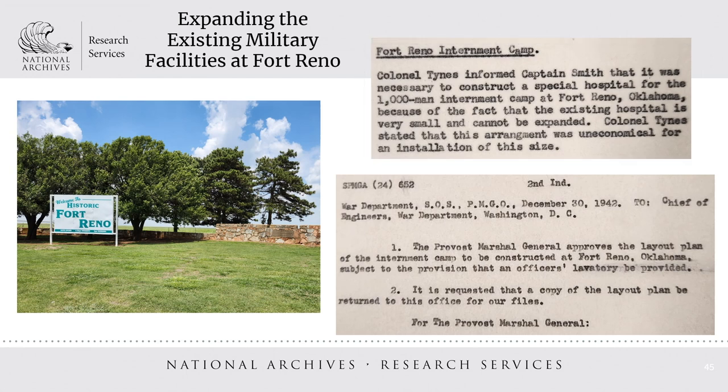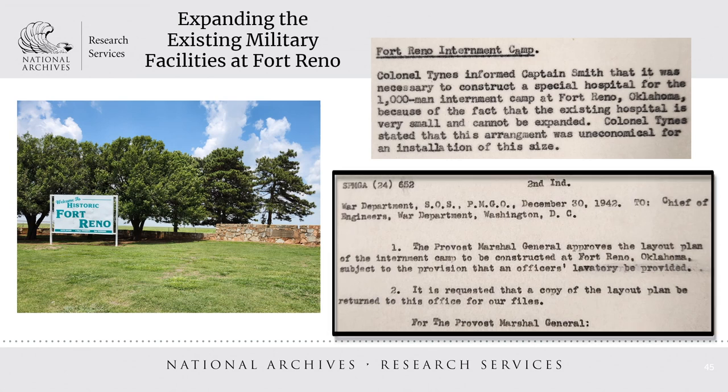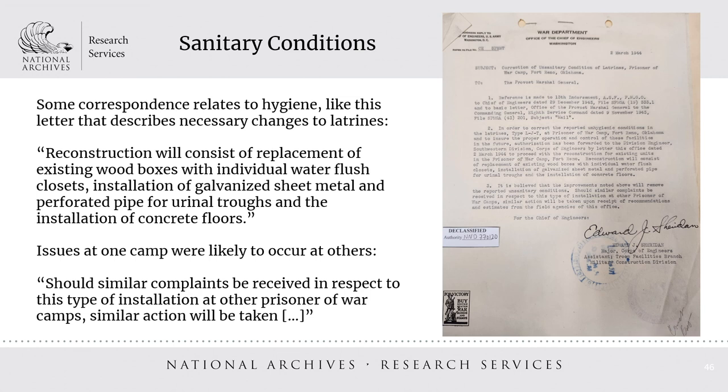Plans for the camps underwent a period of review and revision, as can be seen in the second document here, which states that, quote, "The Provost Marshal General approves the layout plan of the internment camp to be constructed at Fort Reno, Oklahoma, subject to the provision that an officer's lavatory be provided." This series also contains information about sanitary problems that occurred at the camps that needed to be addressed. This example from March 1944 describes an unwelcome issue with latrines and documents a change from wood box latrines to individual water flush closets and galvanized sheet metal and concrete floors. Records like these are useful for learning more about the conditions at a given camp.